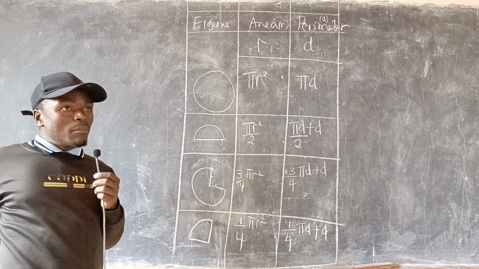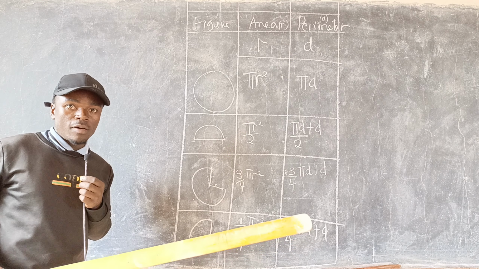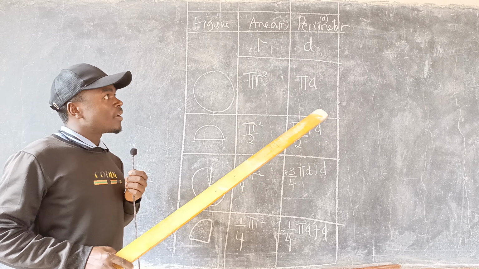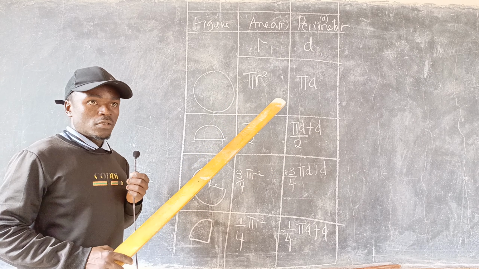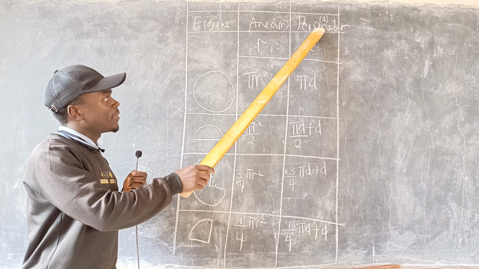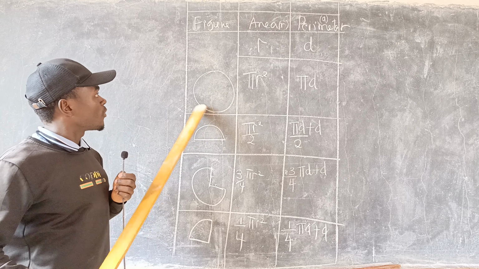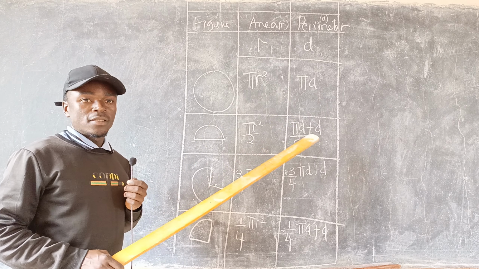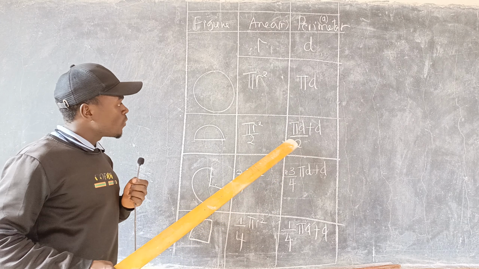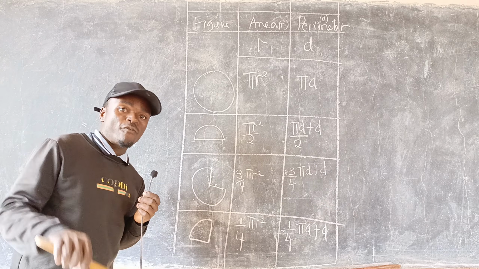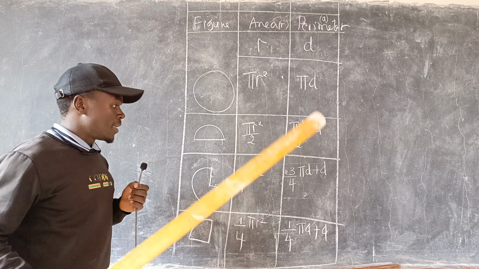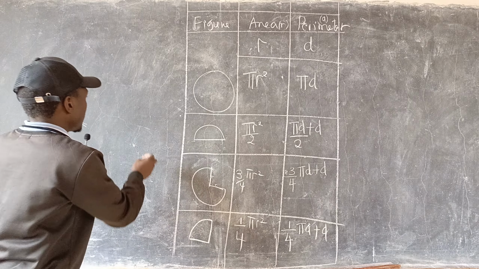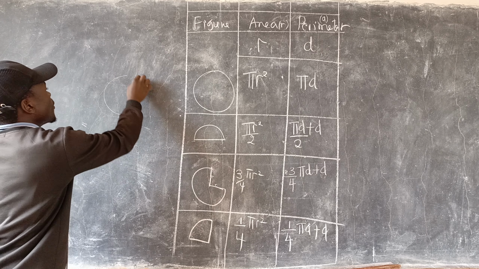Let's go forward and move to D. D means diameter. Now, for the diameter here, there is pi D. Whenever we want to find the perimeter of this round shape, or we call it a circle, we just use pi D. Now the problem comes when we are taking a half of this pi D. Remember, pi D was the whole thing.